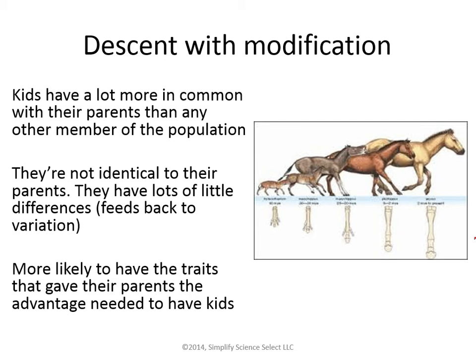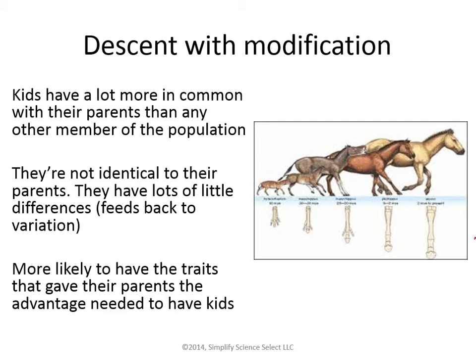Now, you're not identical to your parents. There's lots of little differences. Slightly different hair colors, slightly different skin tones, slightly different muscular structure, slightly different heights. There's all kinds of small little differences that add up, but you still have a lot in common with them. But the point is, you're more likely to have traits that gave their parents the advantage they needed to have kids.